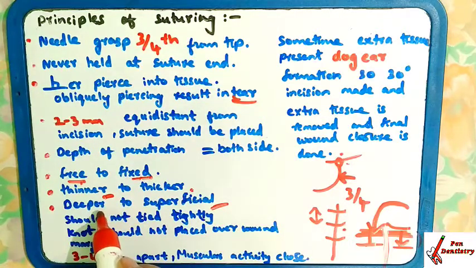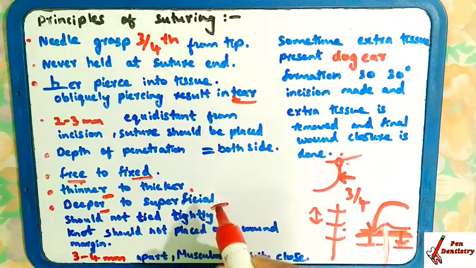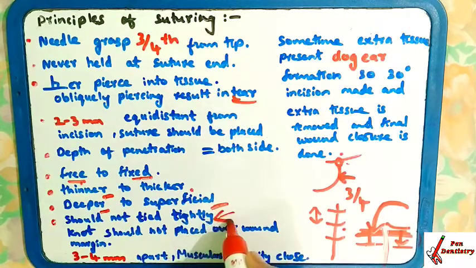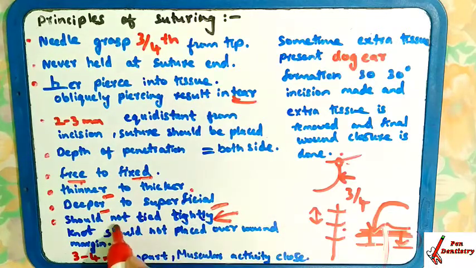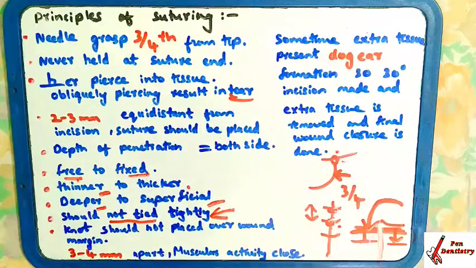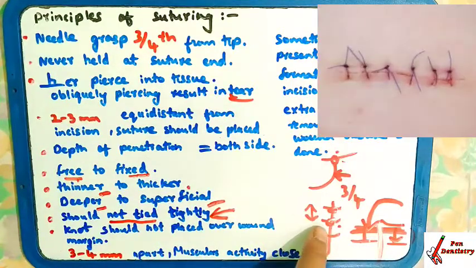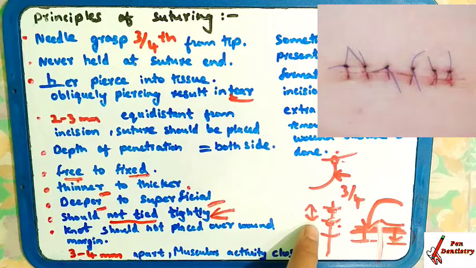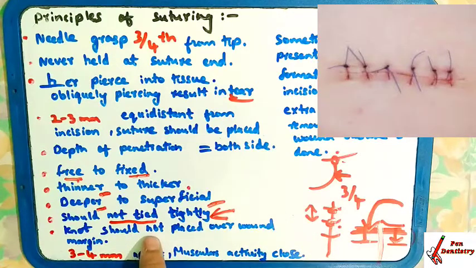It should not be tied tightly. You're not going to tie your suture very tight because this may cause tearing of your tissue. You're also not going to place your knot on the wound because it will trouble your wound and will not help in healing. So you are not going to place your knot on the margins.